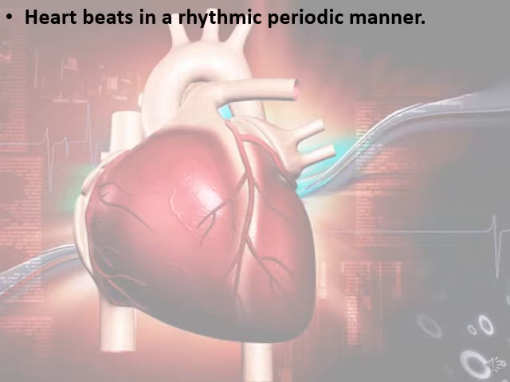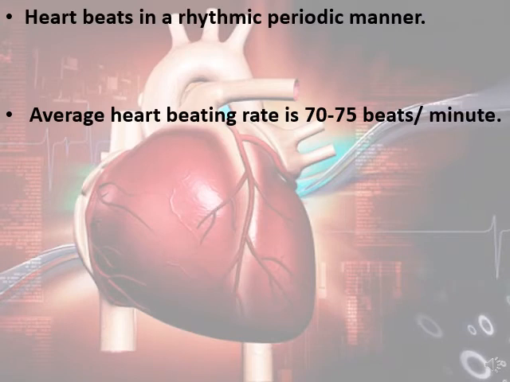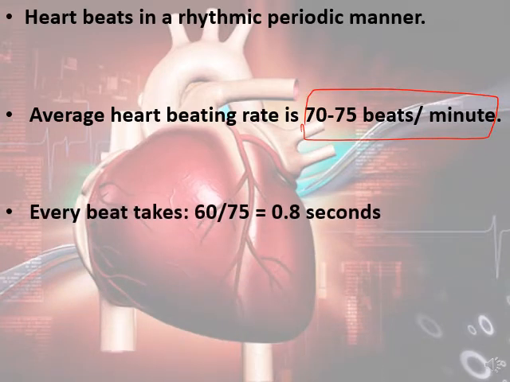First, you have to know that the heart beats in a rhythmic, periodic manner. Second, you have to know that the heart's average beating rate is about 70 to 75 beats per minute. So every beat takes about 0.8 seconds. Every minute is about 60 seconds, so 60 divided by 75 is about 0.8 seconds.